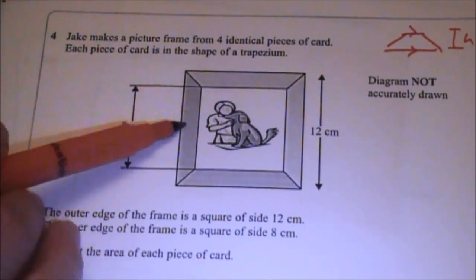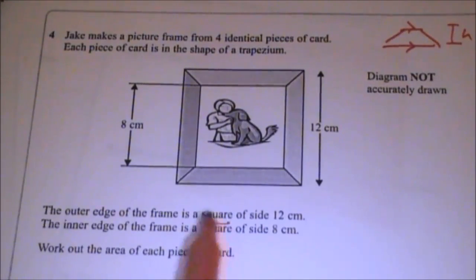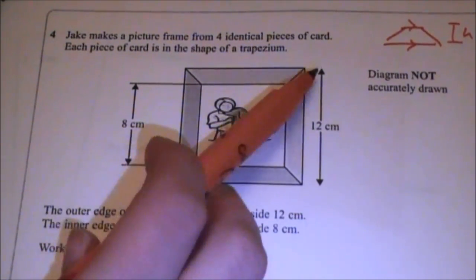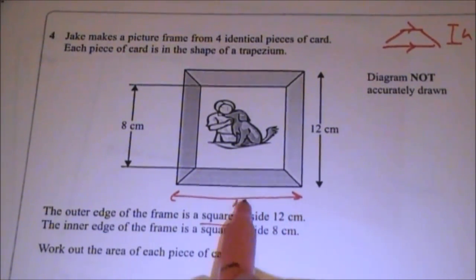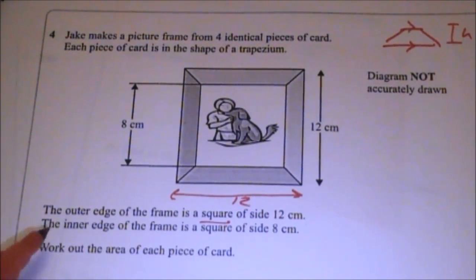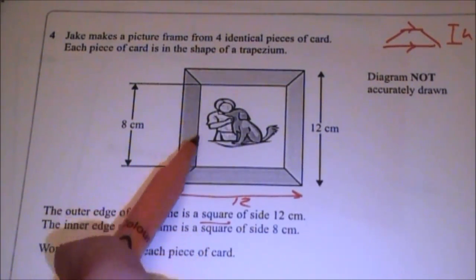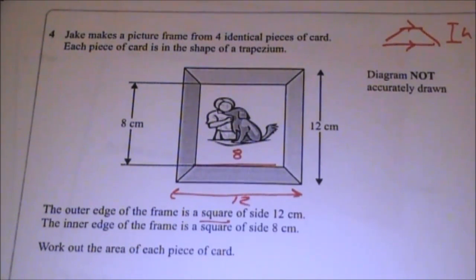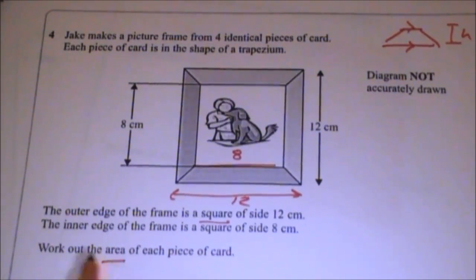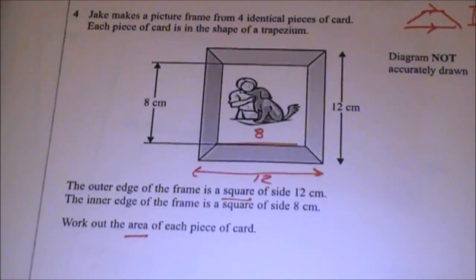Each piece of card is in the shape of a trapezium. The outer edge of the frame is a square of 12 centimetres. So that's the outer edge. The fact that they've said it's a square means this is also 12. The inner edge of the frame is a square of 8 centimetres. So there's the inner edge. And that means that every inner edge is also worth 8 centimetres. Work out the area of each piece of card. So we need to find the area of one of those pieces of card in the shape of a trapezium.